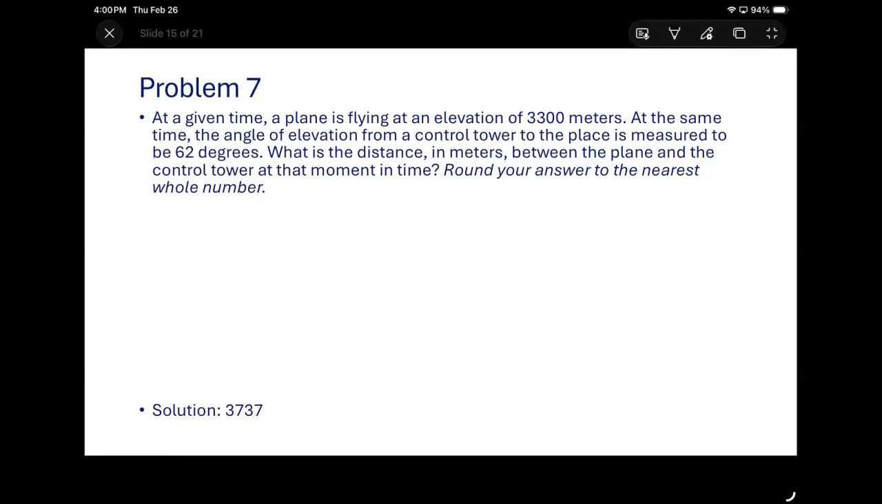So I personally don't really love this question because I find distance between the plane and the tower to be ambiguous. Are we talking about land distance or sight distance? They're looking for sight distance. So we're going to solve for the hypotenuse.